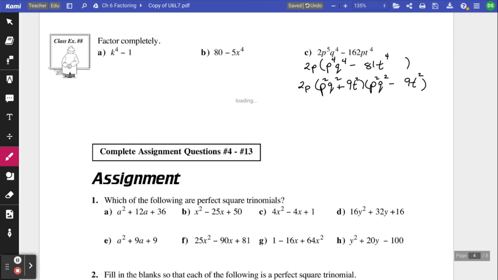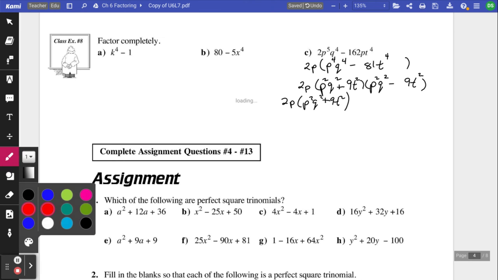Which one can go again? P squared Q squared minus 9T squared. Isn't that the difference of two squares again? Yeah. Okay, always look at the negative one and double check yourself. The positive can never go again, but the negative can. So you have to copy this all down. 2P, P squared Q squared plus 9T squared. Don't do the plus one. The plus one cannot go again, but the negative can.